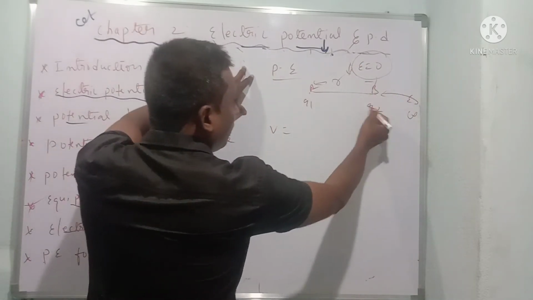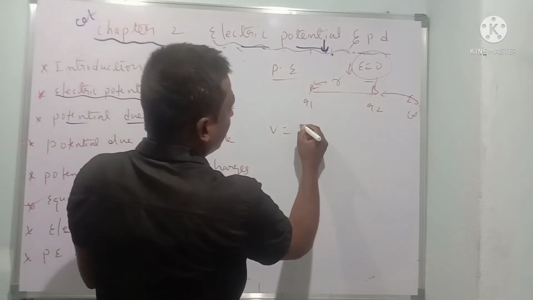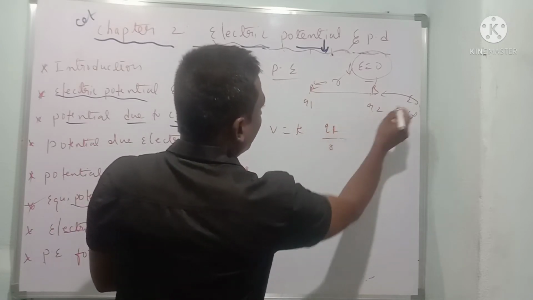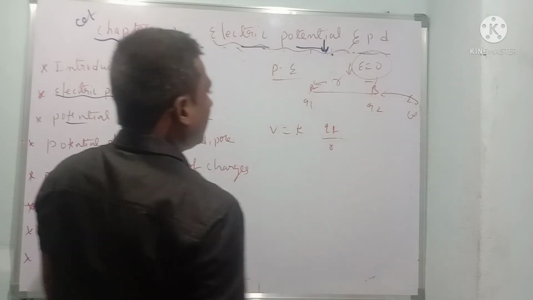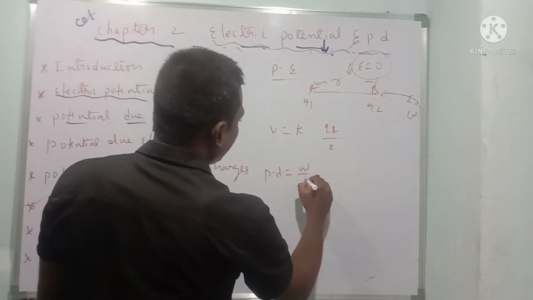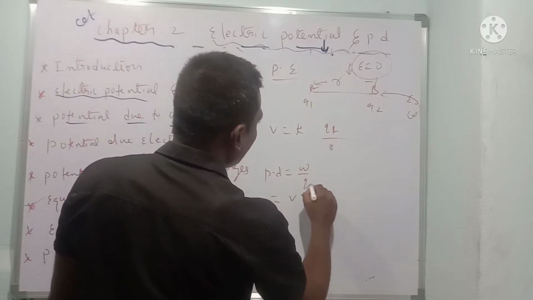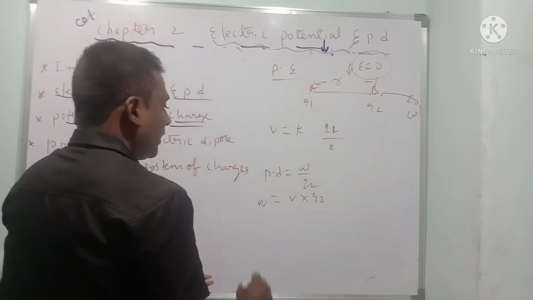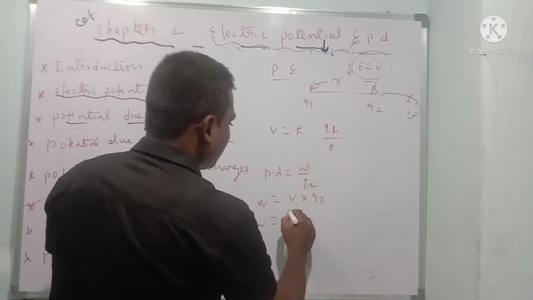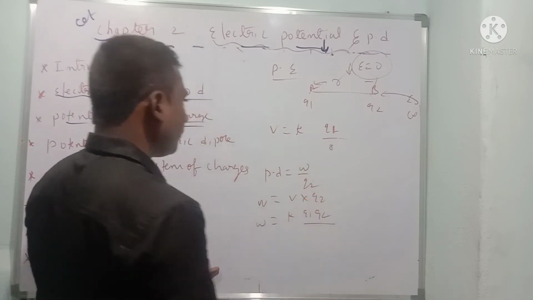So we have brought the charge from infinity to point B. Then the potential difference is given by K into Q divided by R. This is Q1. We are bringing this charge from there. Then we know that potential difference is equal to W by Q. Now W is equal to V into Q2. This is Q1. Then W is equal to K into Q1 Q2 divided by R.